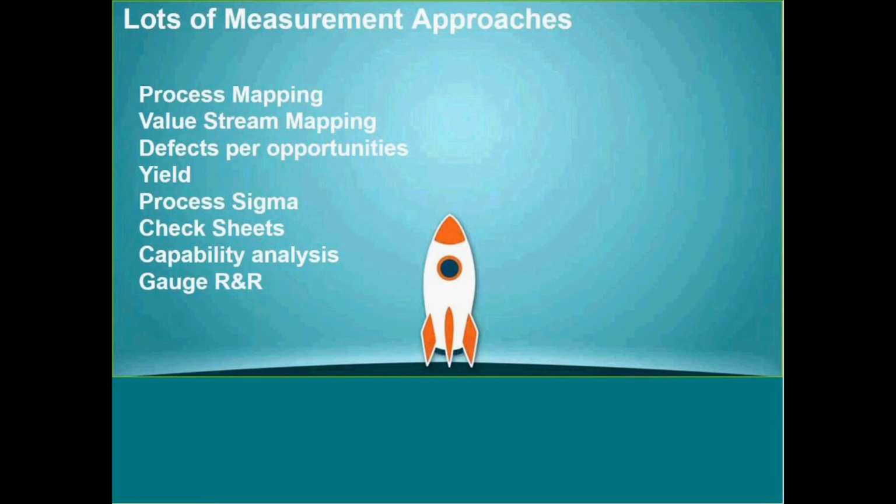Check sheets, great tools, capability analysis, gauge R&R. The list truly is endless when it comes to different types of measurements. But I want to talk to you today about two key things that we do in the measurement phase of the DMAIC process: completing a SIPOC diagram and using a stopwatch.